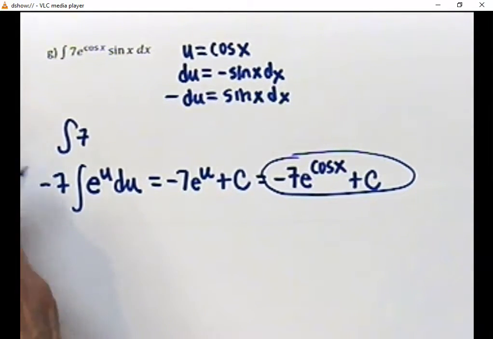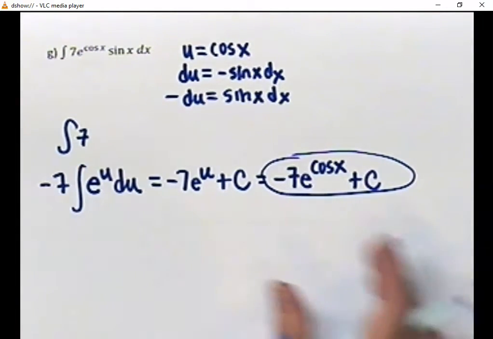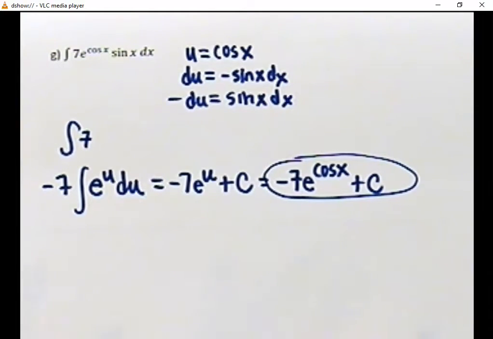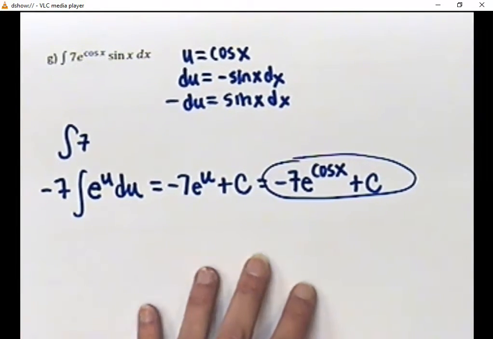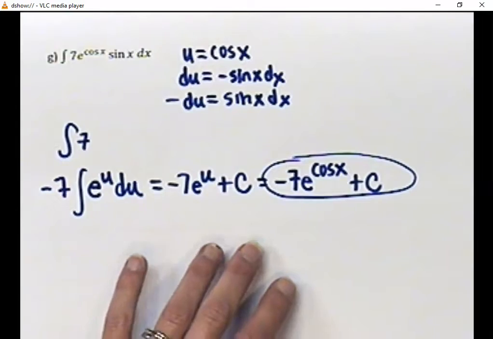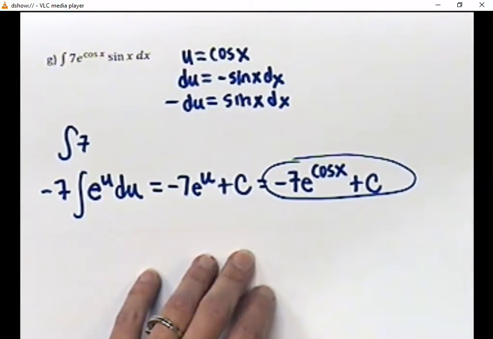So very good. Okay, now let's go to another trig one. That one was trig, but we didn't really do any sort of trig identities. We just used the relationship between the trig and its derivative. So let's see what's going on in h here. We have the integral of cosecant squared over 1 plus cotangent x.